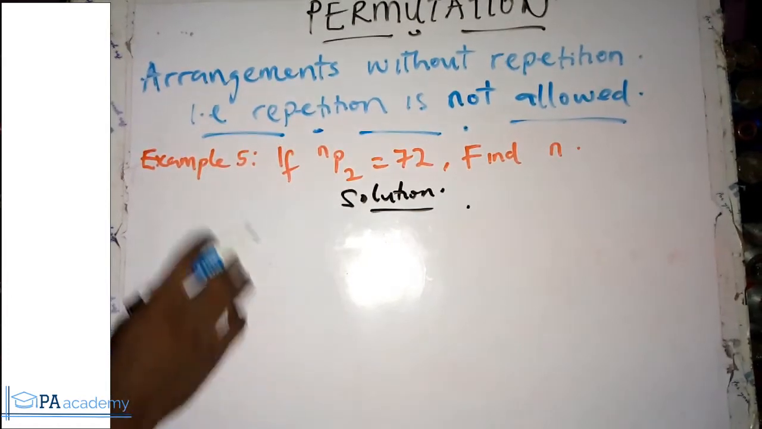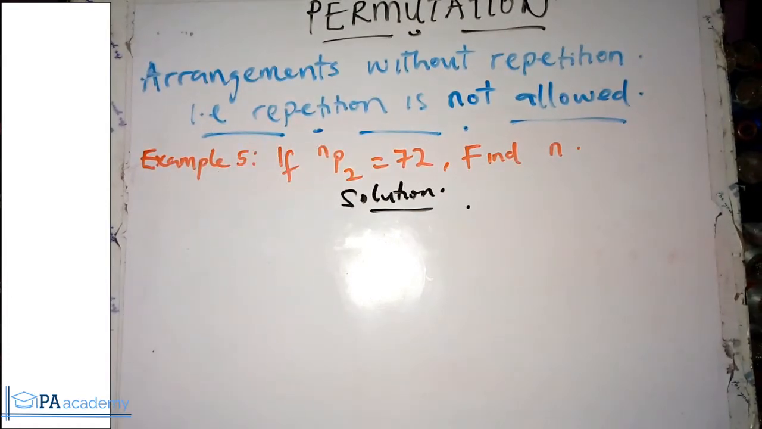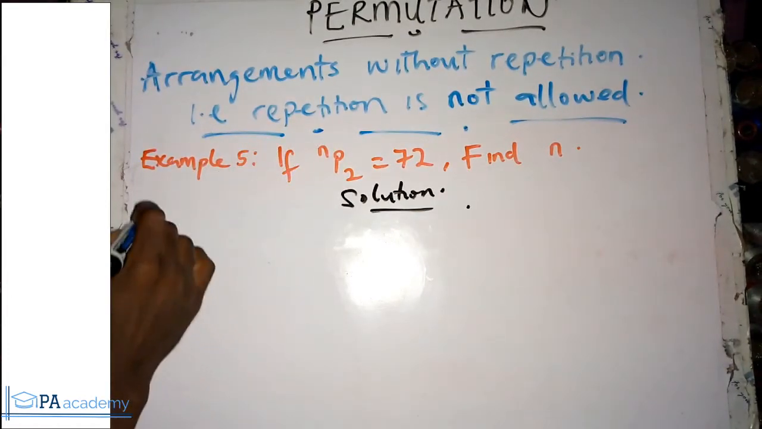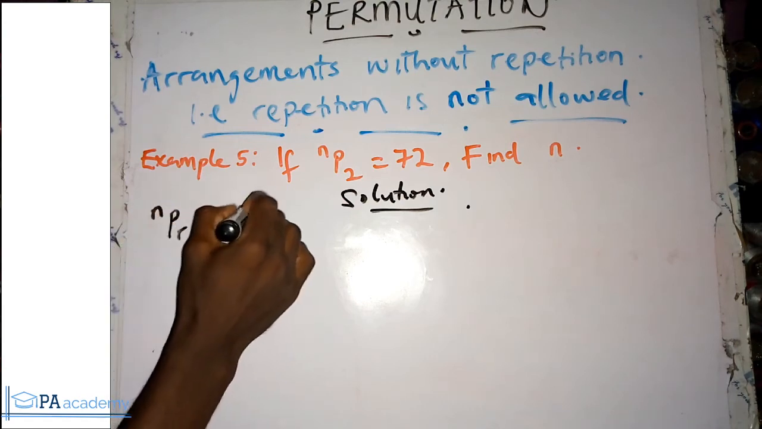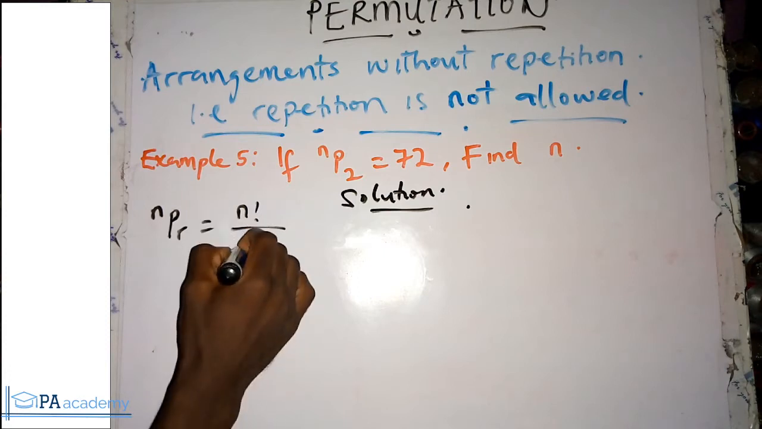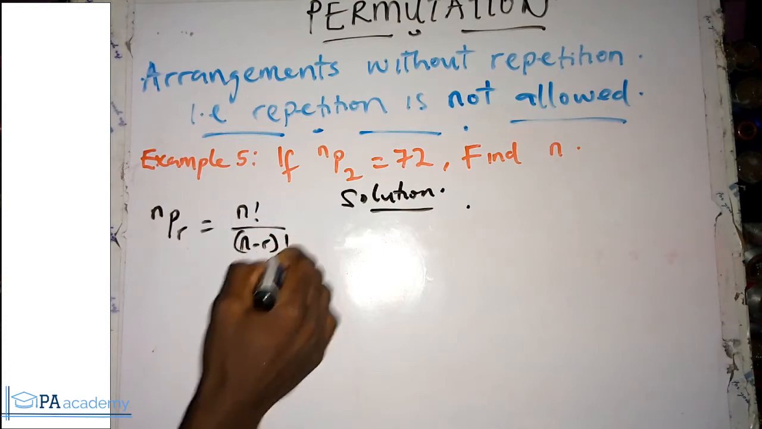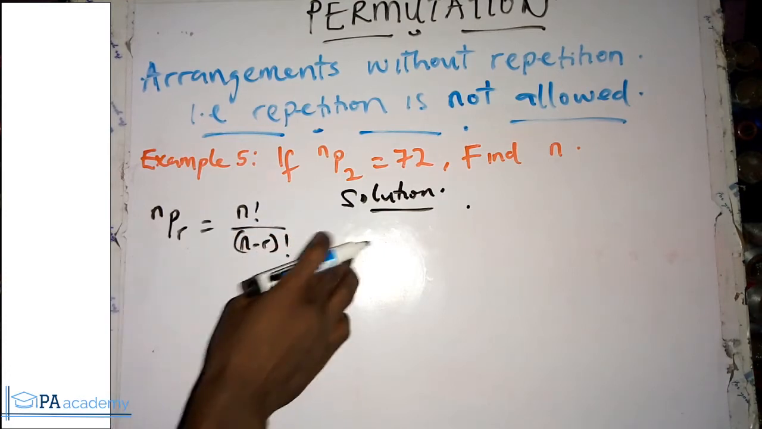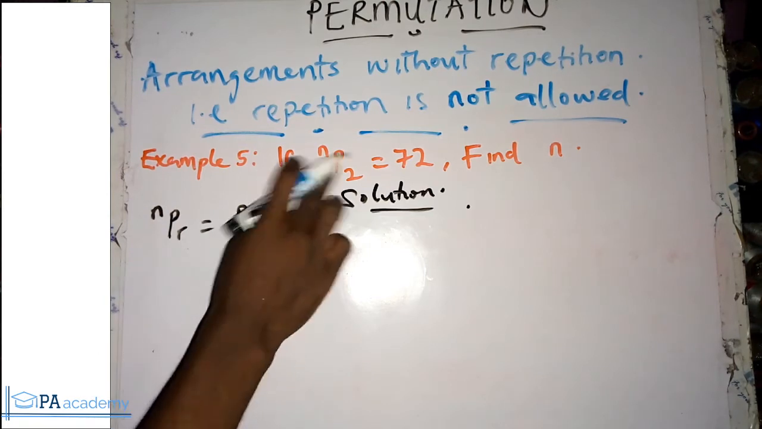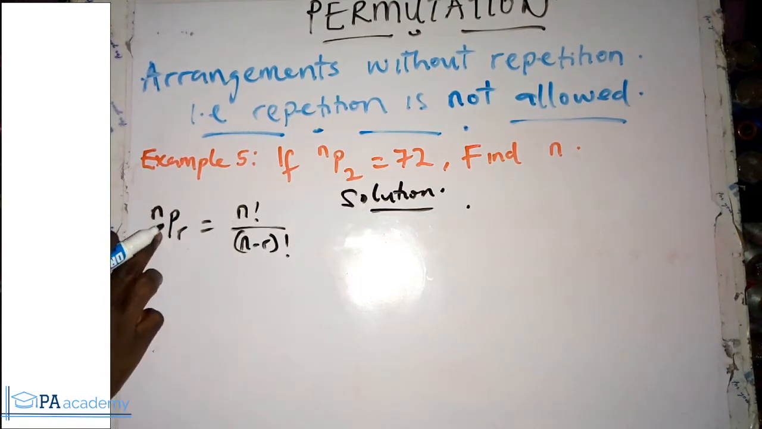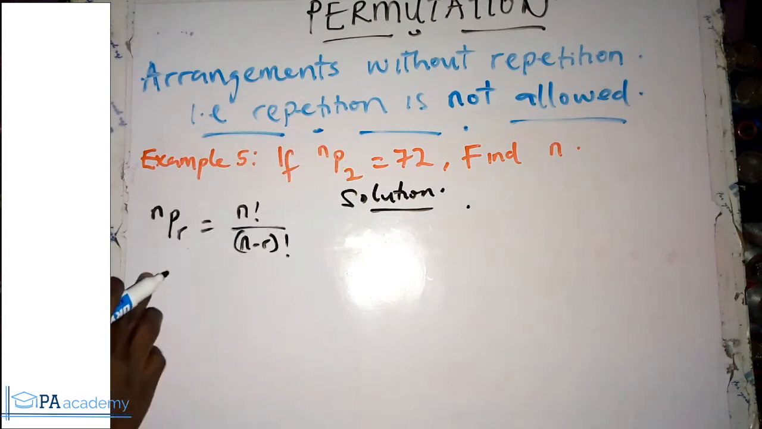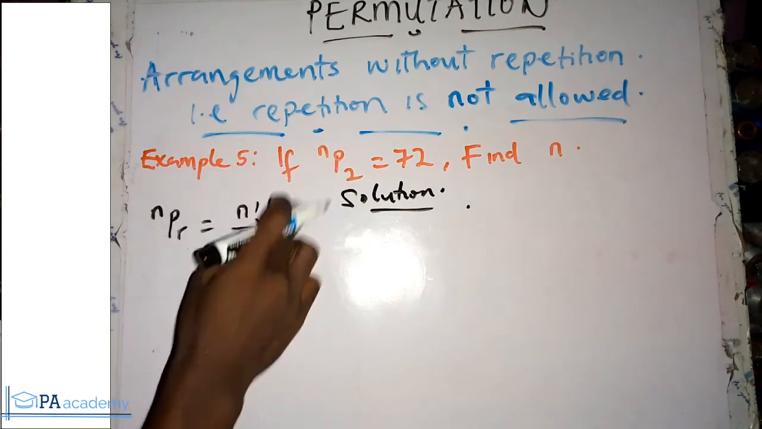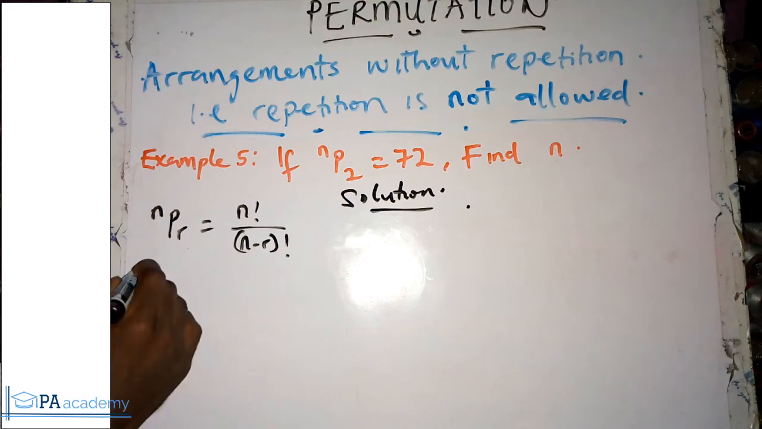So this is a direct question under permutation. Let's bring the formula that deals with permutation. That is nPr equals n factorial over n minus r factorial. So this is the formula for permutation. Now let's substitute the values. Our n here is n, while the r is 2.